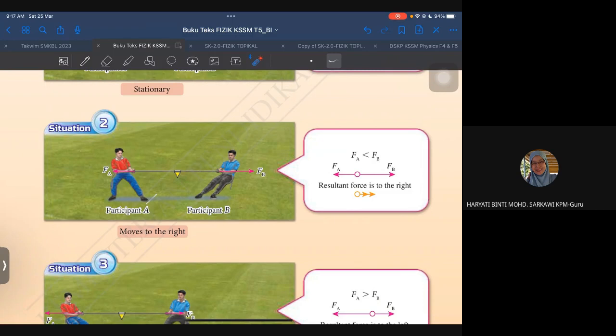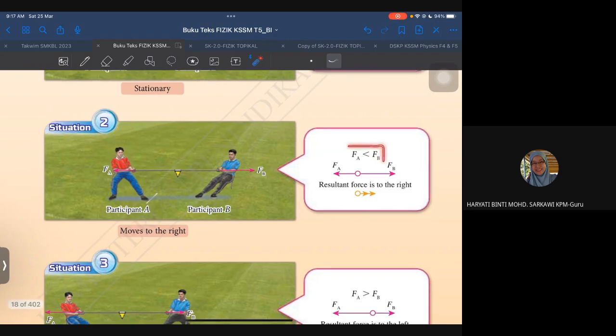This one also logic. So it means that B is acting with greater force. When B is more compared to A, the flag will be moving to the right. So we can say that there is a resultant force, and the direction of the resultant force is to the right.